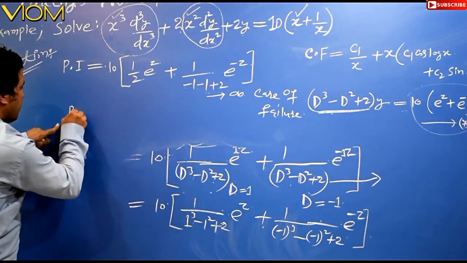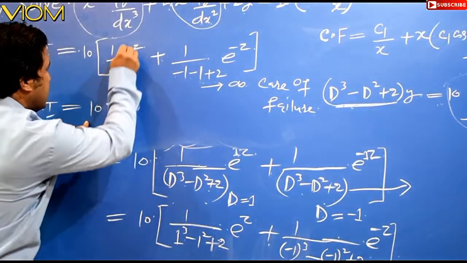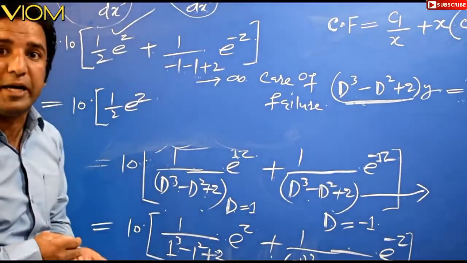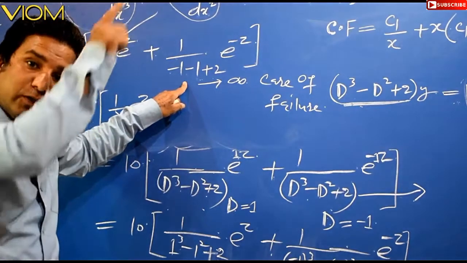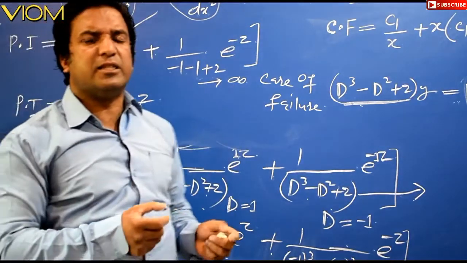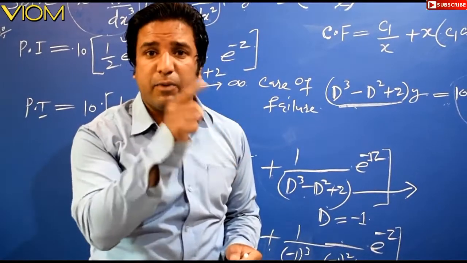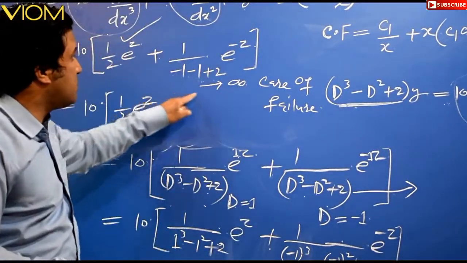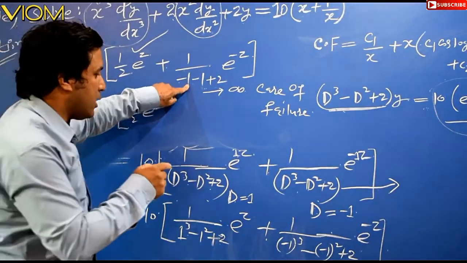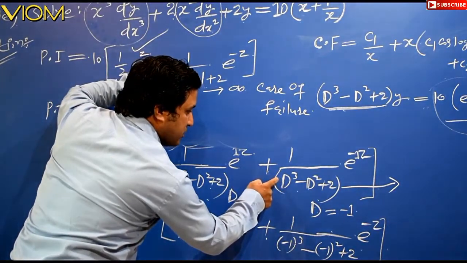So I will write again the particular integral is equal to, the first term as it is, 1 divided by 2 e raised to the power z, but the second term has a fault in the denominator because it tends to 0. That is why this is a case of failure, because the term tends to infinity. We say this because a particular integral always tends to a finite limit, never to infinity, so we correct this step. Before putting d is equal to minus 1, we differentiate the denominator with respect to d.